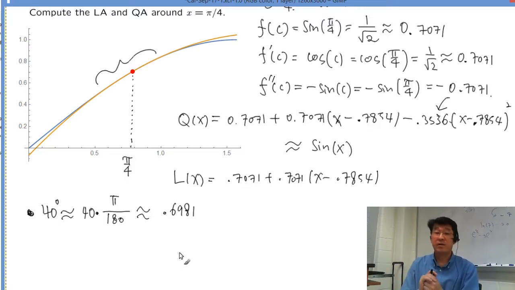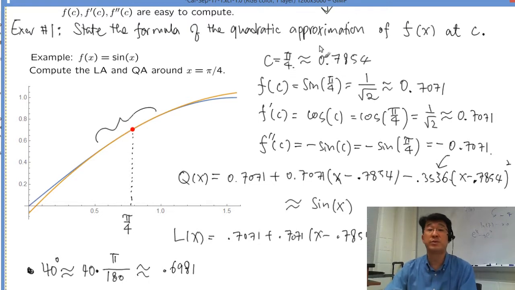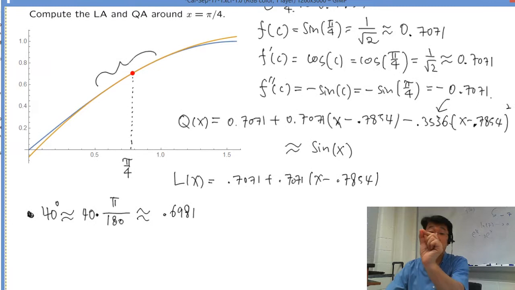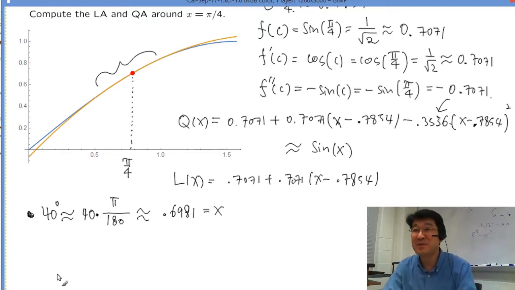Agree? So that's kind of close to our pi over 4, which is 0.7854. That's our c value, right? We're about to plug in an x value of 0.6981. So that will be the approximate value of sine of what degree? 40 degrees. It's an amazing moment of your life. You're about to calculate sine 40 degrees with these thoughts, not using a calculator.